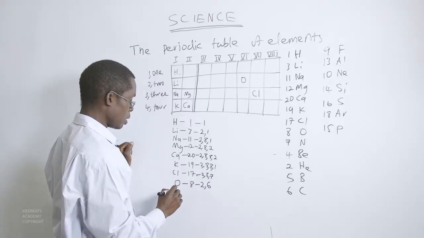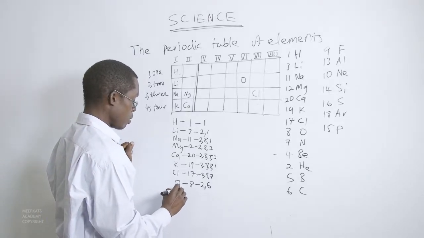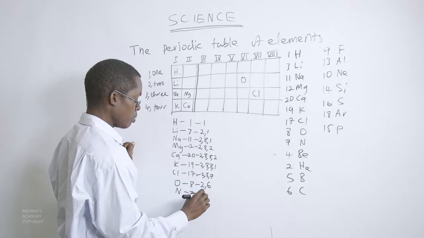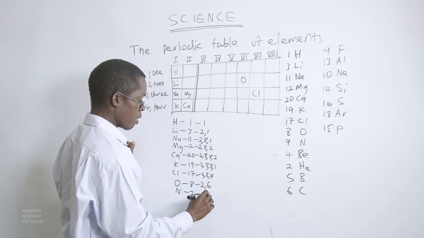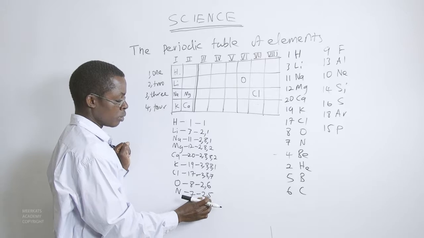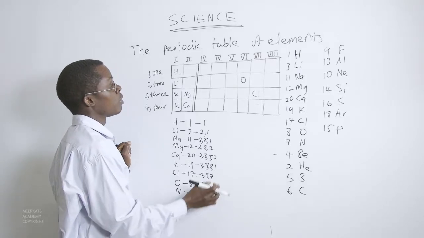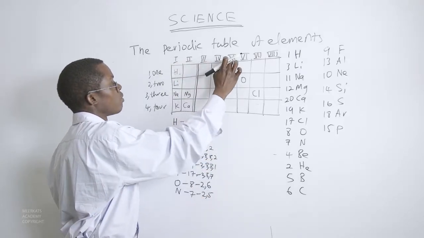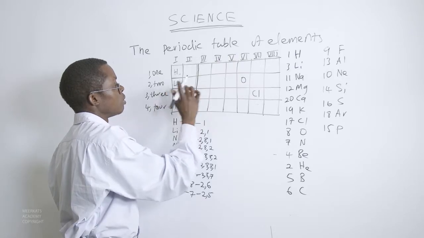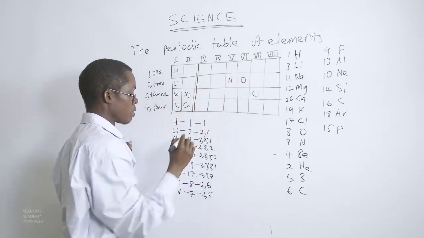Then the next one is nitrogen for 7, 2, remainder 5. Energy levels 2, outermost 5. 1, 2, 3, 4, 5. 5, then 2. And here we have our nitrogen.